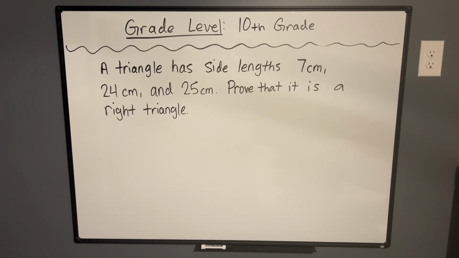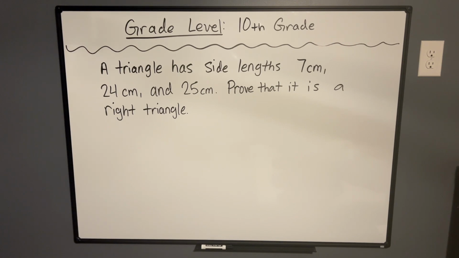All right, so here we are in our 10th grade. Now this one is actually going to be the first proof that we've had the entire time. Usually when you get into geometry, you actually are introduced to proofs, which is what you do in college level math. So this is kind of our first introduction. This question says, a triangle has side length 7 centimeters, 24 centimeters, and 25 centimeters. Prove that it is a right triangle.